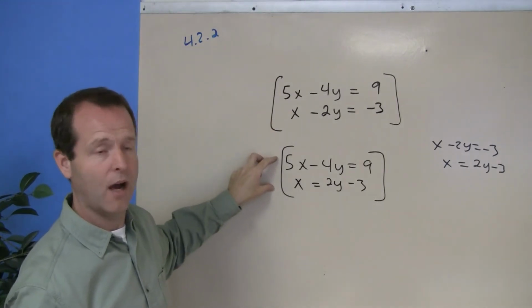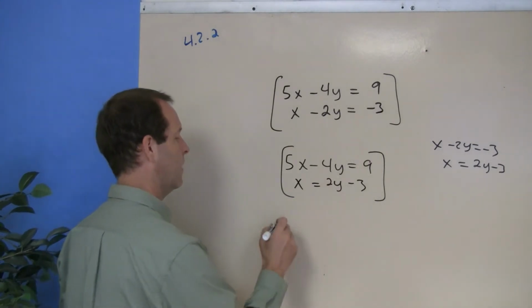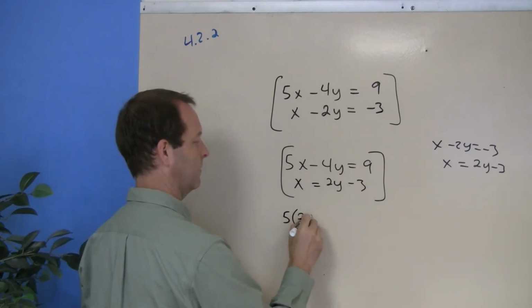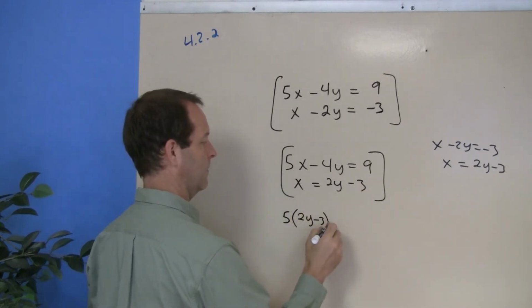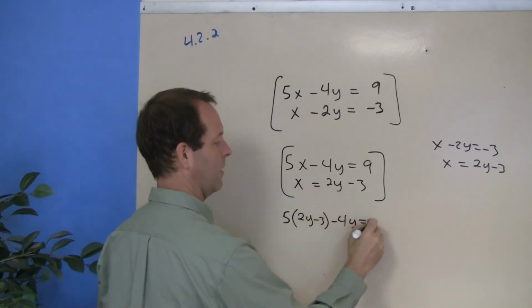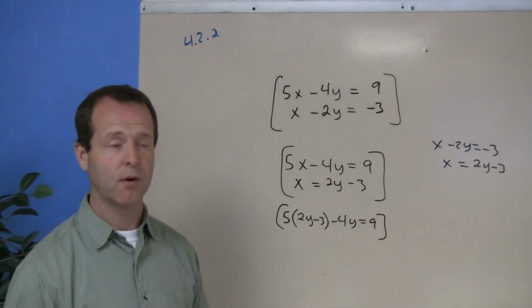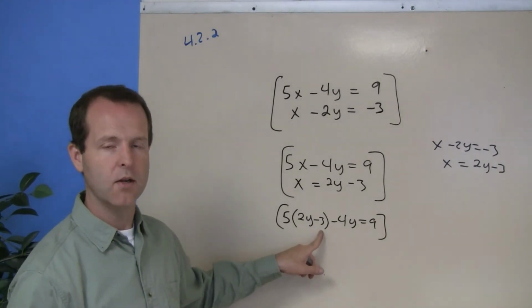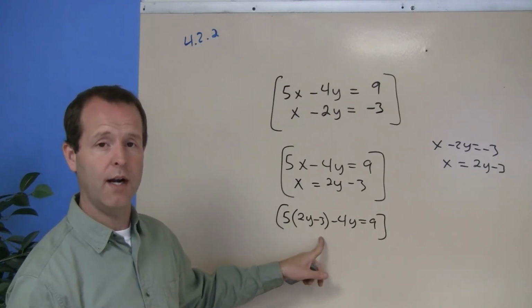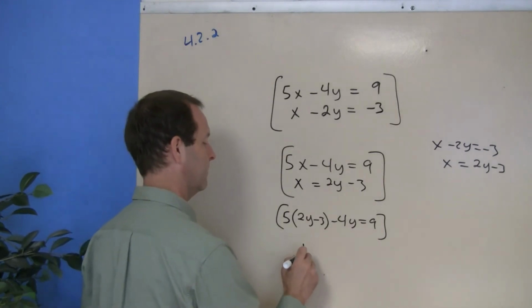Now what I'm going to do is take the value of x from the second equation and substitute it into the first equation. So this becomes 5 times my new x minus 4y equals 9. And so the combination of those two statements produced one statement. And you see how the x's were eliminated? Now I have one equation with one variable, y. It's a one-by-one system. I can solve that.